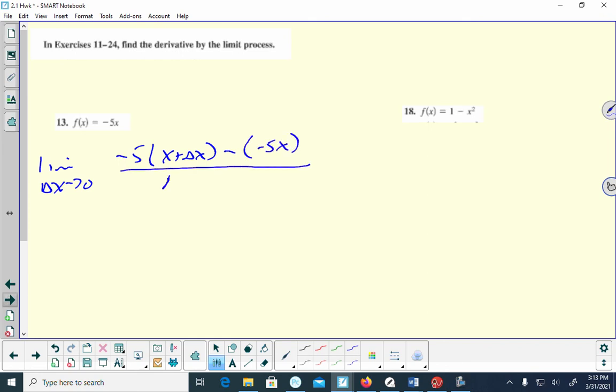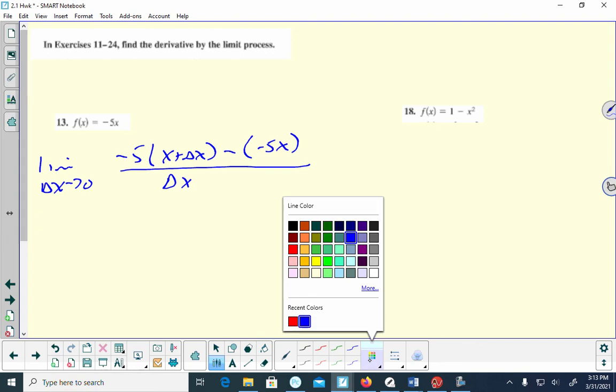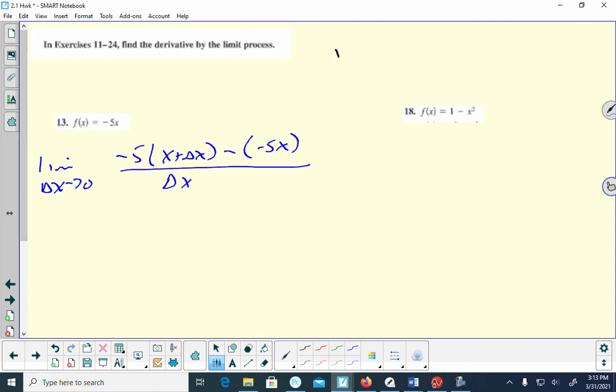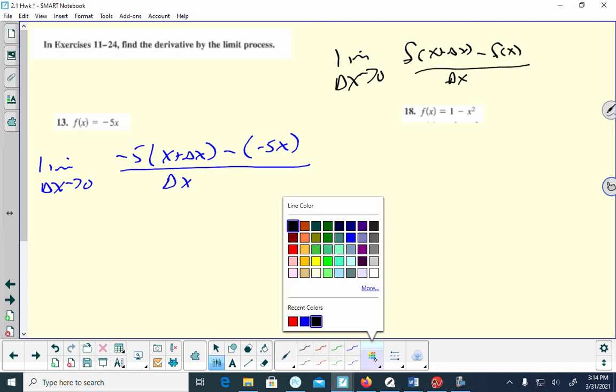I'm just wondering if I should write this formula, and I probably should. So this is the limit as delta x approaches 0 of f of x plus delta x minus f of x, all over delta x. Okay, wrote that down. Now I'm good.